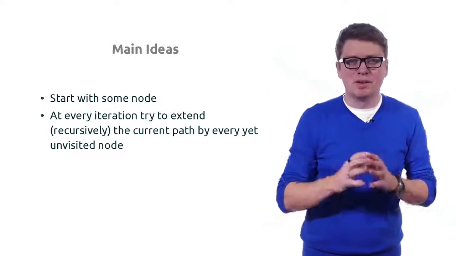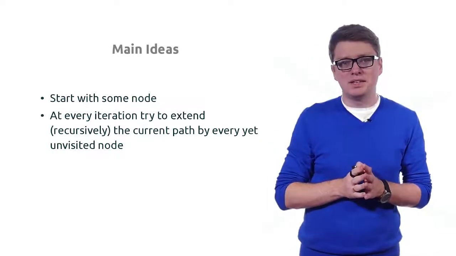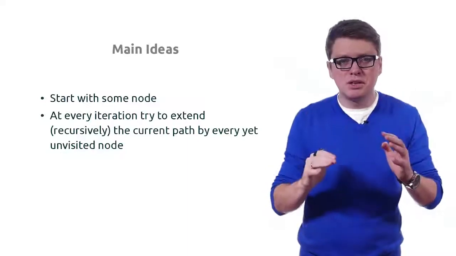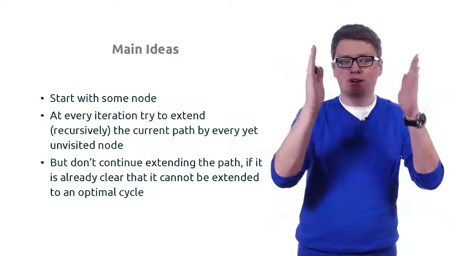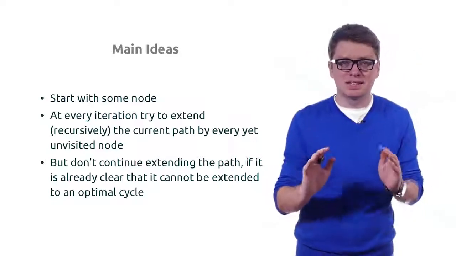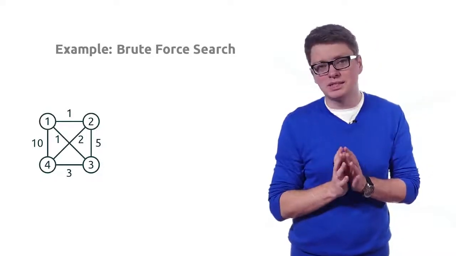At the same time, for some branches of the tree, we can cut them somewhere in the middle, just because we already know that this branch or this current subpath cannot be extended to an optimal solution. And this is best illustrated with an example.